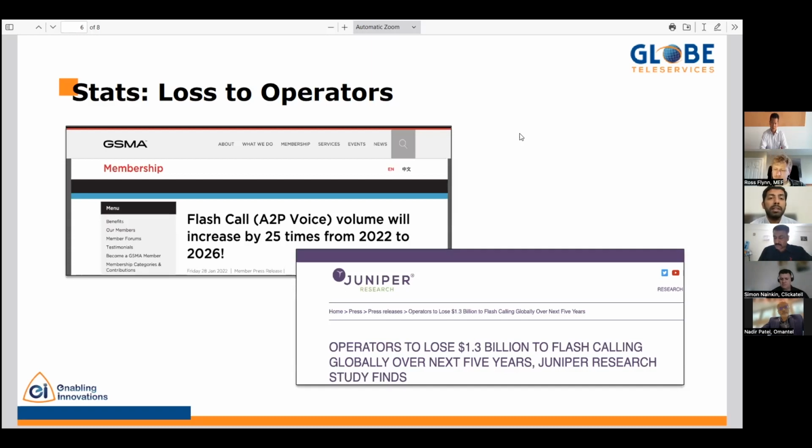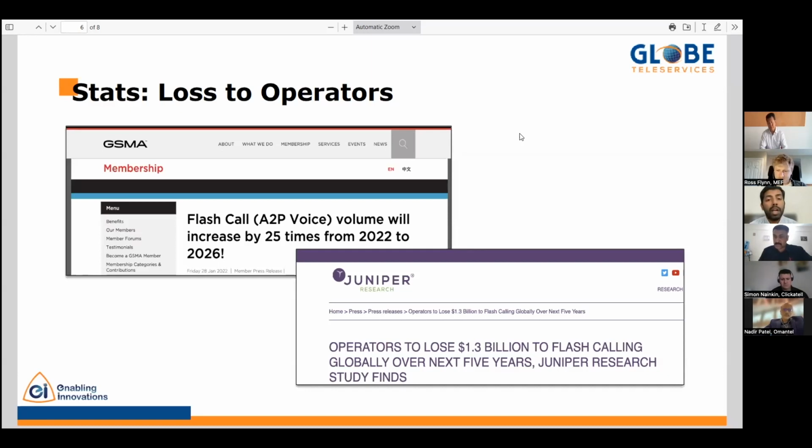But let me tell you, to all those who are listening to this session, as per GSMA, it is actually expected that flash calls, and that is A2P voice as it's mentioned out here, is expected to increase 25 times in the next 4 years. Well, that's a significant impact, and that's something which would definitely create a dent.